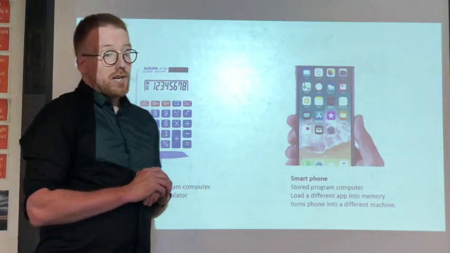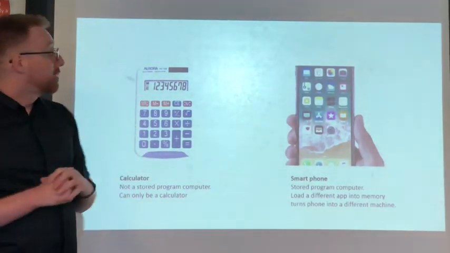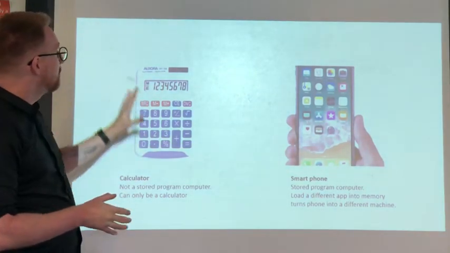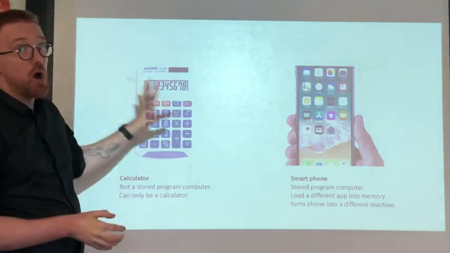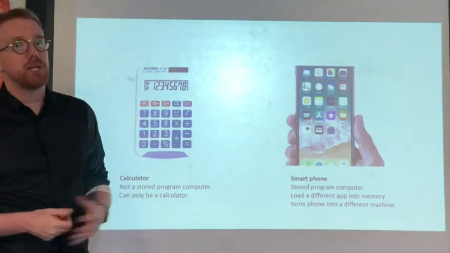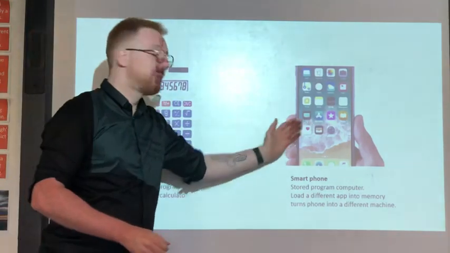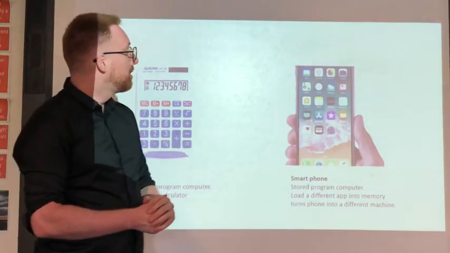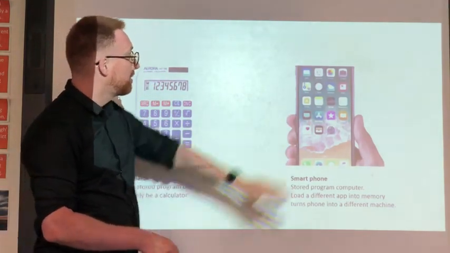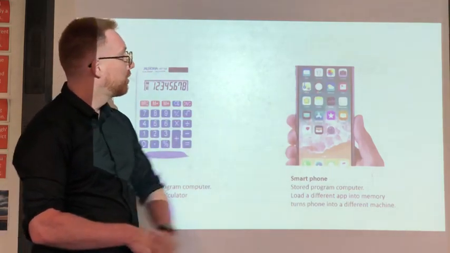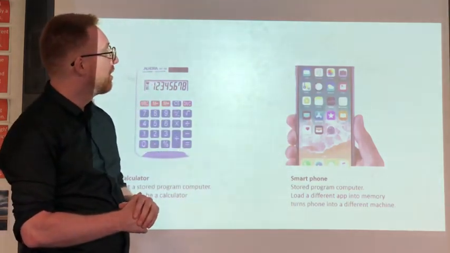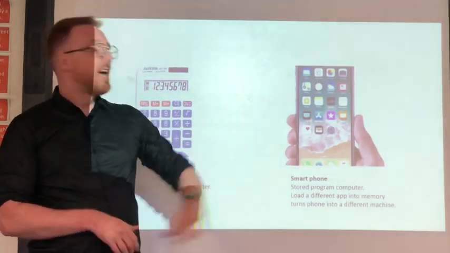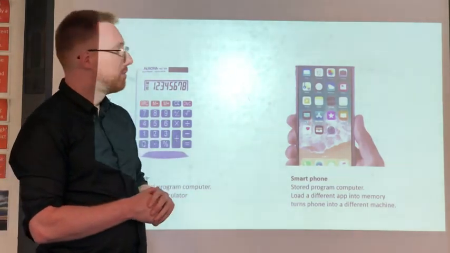So just to clarify here then, von Neumann architecture or stored program concept. A calculator is not a stored program computer simply because a calculator can only ever be a calculator. It can't be anything else. Whereas a smartphone is a von Neumann machine, uses the stored program concept, because you can simply turn the smartphone into a word processor by clicking the word processor icon, turn it into a calendar by clicking the calendar icon and loading the calendar program, turn it into a video game by clicking the video game icon, and it loads the video game program into main memory.